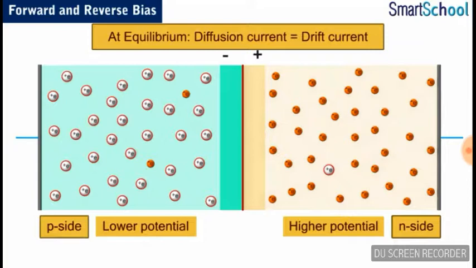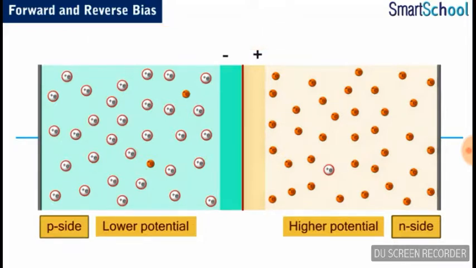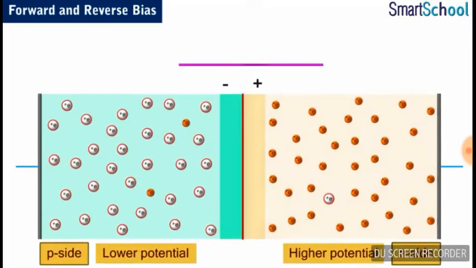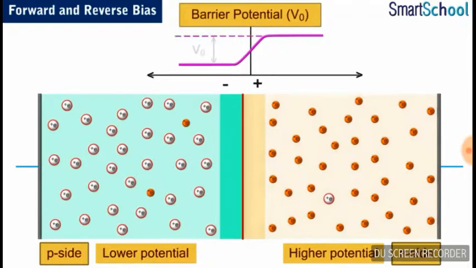Similarly, the drift current is due to the minority charge carriers of the p and n regions from one side to the other side. In this situation, the separation of charges in the depletion region creates a barrier potential that opposes the diffusion current across the p-n junction. We know that the barrier potential prevents any further movement of the charges across the junction.